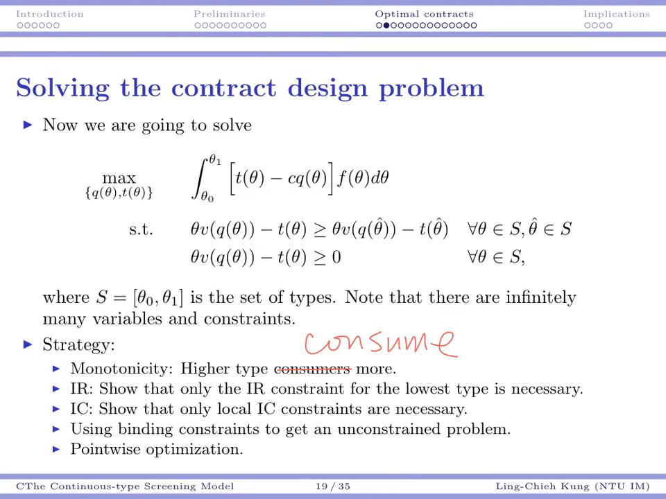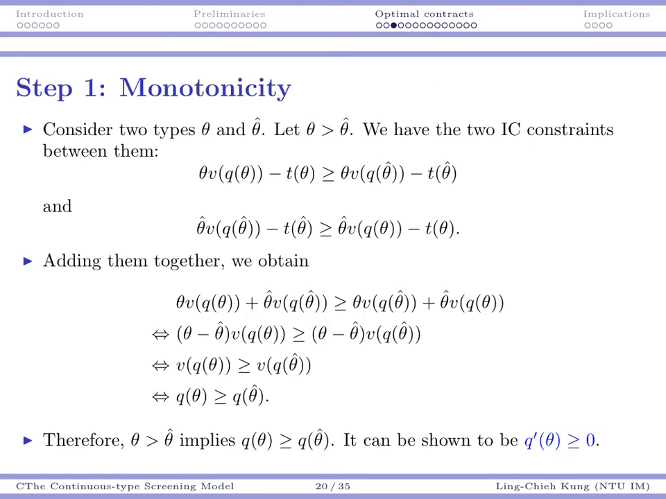Among all the IC constraints, we're going to show you that only those local IC constraints are necessary. So you don't need those global IC. All you need to worry about is that your choice is optimal locally. And then after all those reductions, we can use binding constraints to get an unconstrained problem. And then we will do something called point-wise optimization to deal with that unconstrained problem. So let's do it one by one. Our step one is monotonicity.